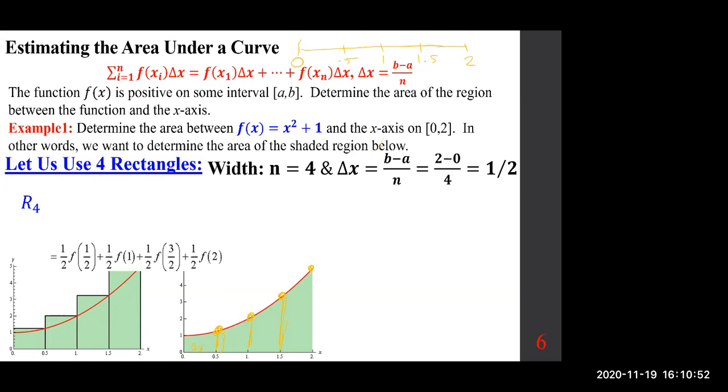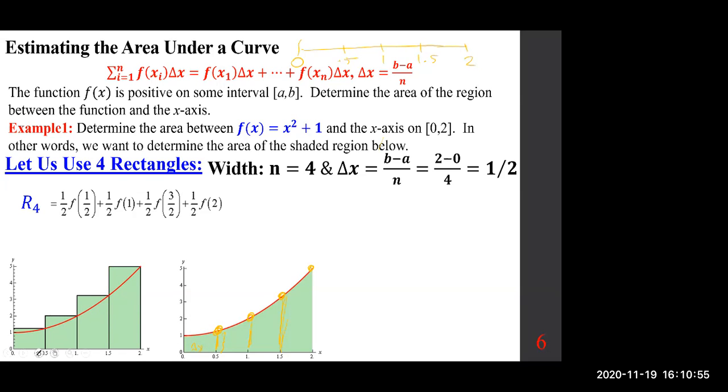I want to make sure that everybody's clear as to how we arrive at it. So we are looking at the right endpoint. So this is the first height, this is the second height, third, and the fourth one. So I want to go back to this line segment up here, everybody. What are we using? We are using all the endpoints except the first one for the R4. So 0 is out. We use 0.5, 1, all of them except 0, because we are using the right endpoints. So what do we mean by that? We need f of 0.5 or 1/2, f of 1, so on and so forth.